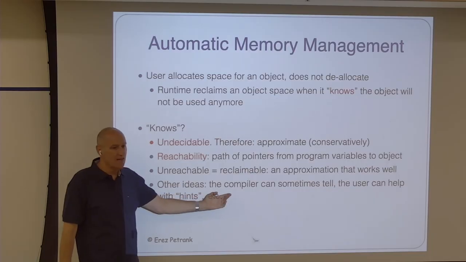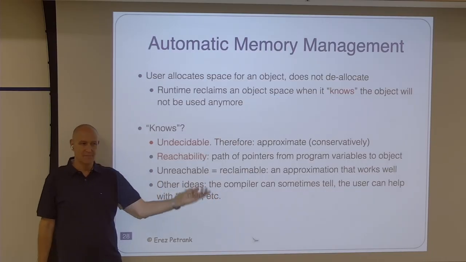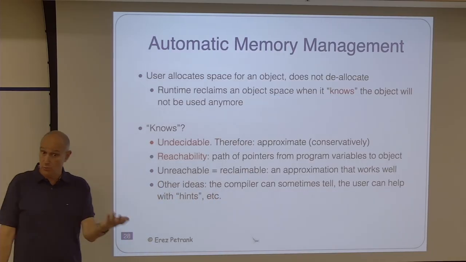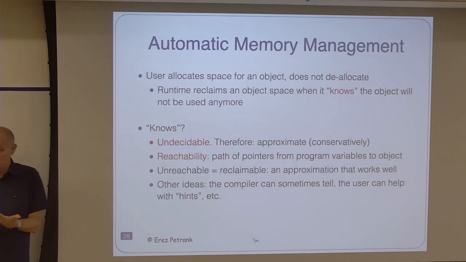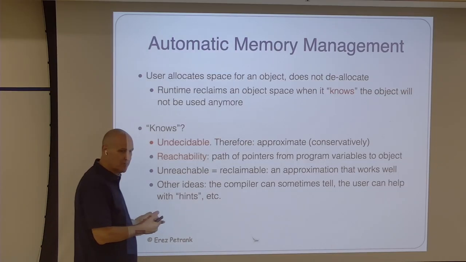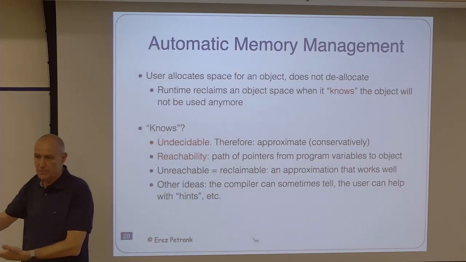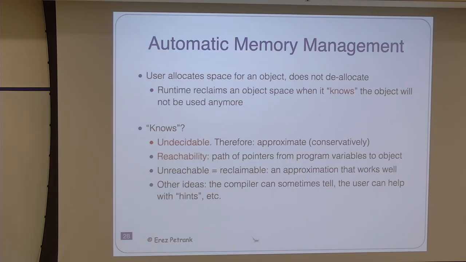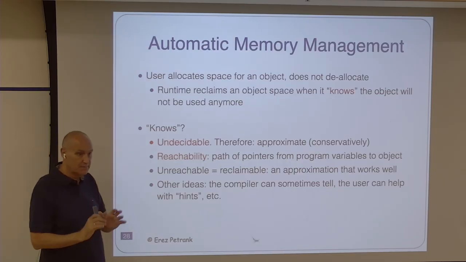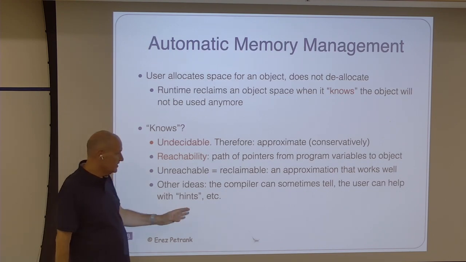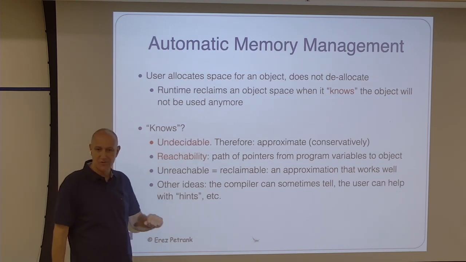There was other research saying maybe we can do better. Maybe something is reachable, but we're not going to use it anymore, and maybe I can reclaim it, but it never went into a real production system. Maybe the user can say this will not be used anymore, or maybe the compiler can find ways to discover that, but really this was never used in practice. So I'm not going to talk about it.